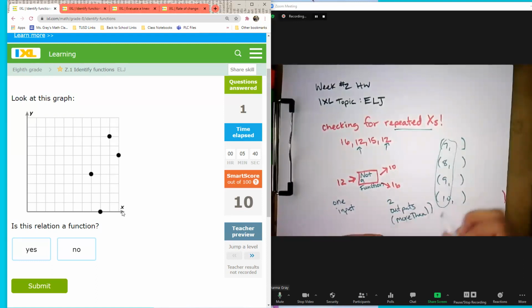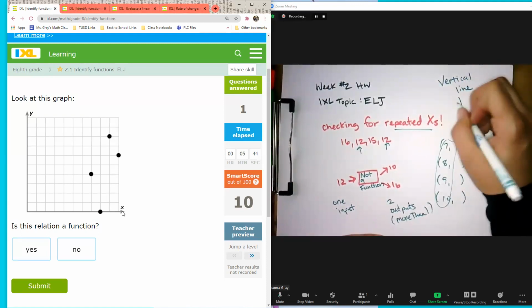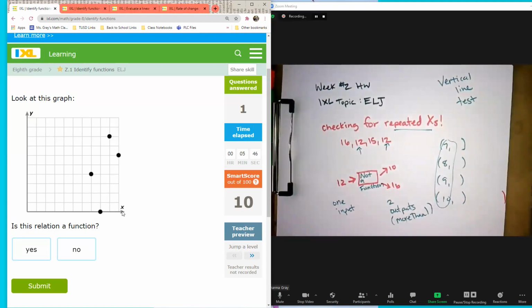And the way that we can see that more visually is to do something called a vertical line test. Let's see if I can annotate on here on recording. Nope, doesn't look like it. Well, anyway, the idea is, if you draw a vertical line through these, each vertical line will only go through one point, which means it passes the vertical line test, so it is a function.